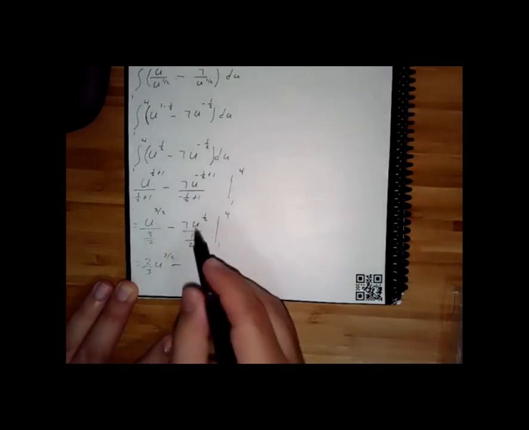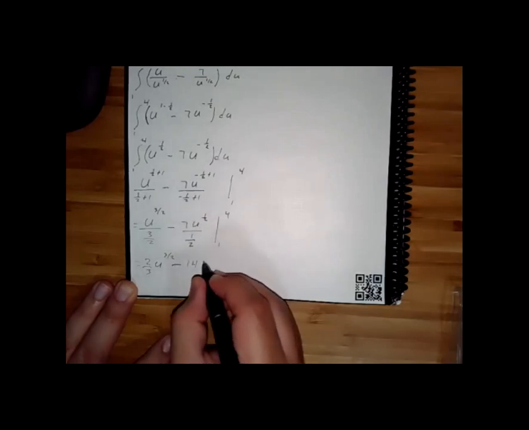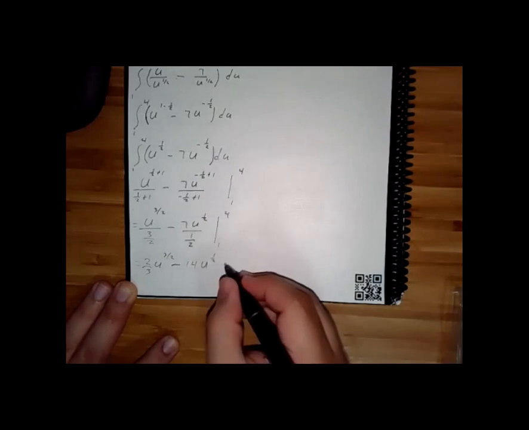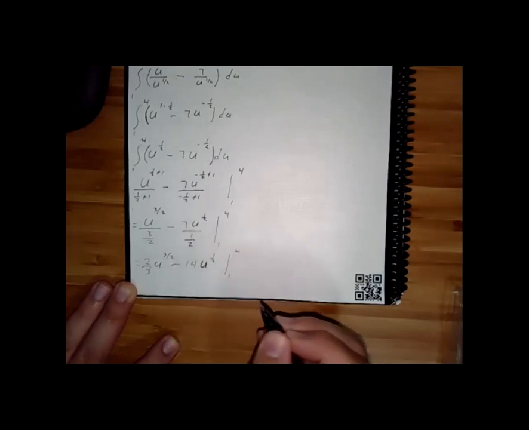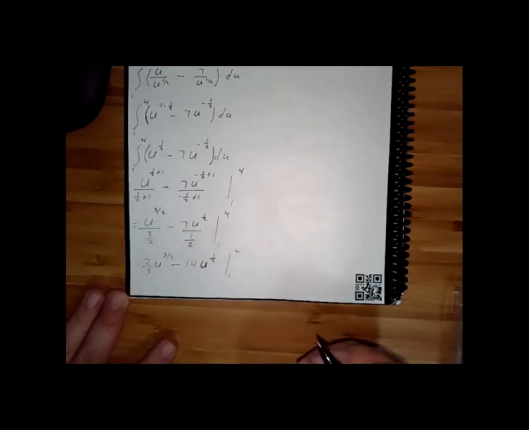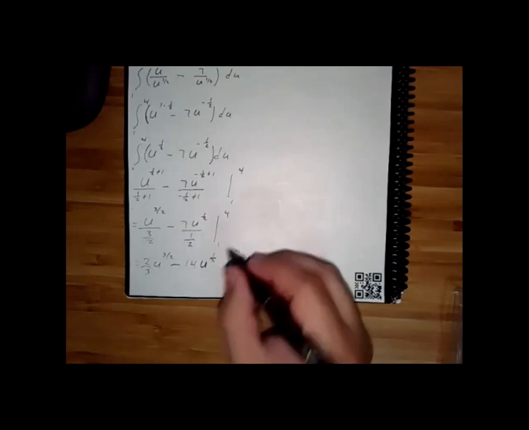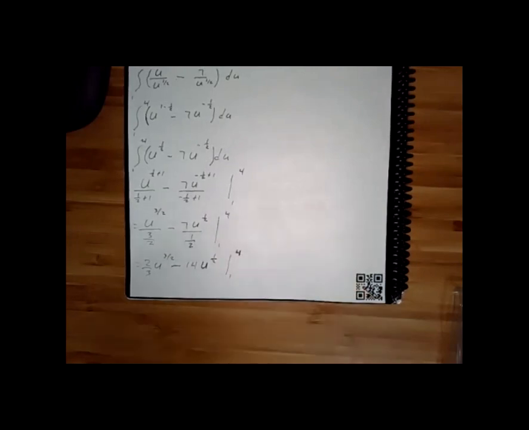7 divided by 1/2, that's the same as 7 times 2, so that's 14 u to the 1/2 from 1 to 4. Okay. So then the integration is done. The antiderivative is right here. So just plug in the numbers and we're done. I'm going to plug in 4 into both, minus plug in 1 into both, and that's it. Looks like it's going to be maybe negative.